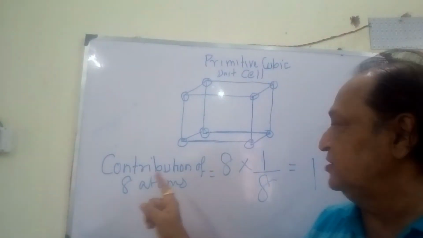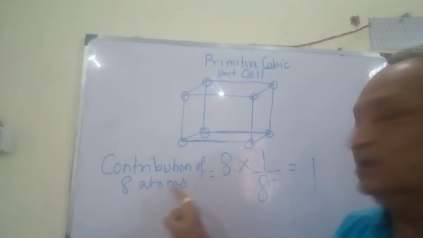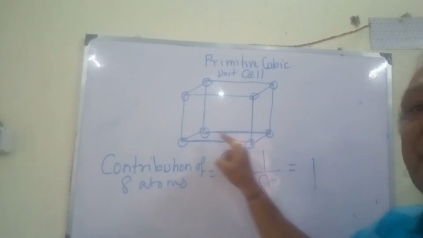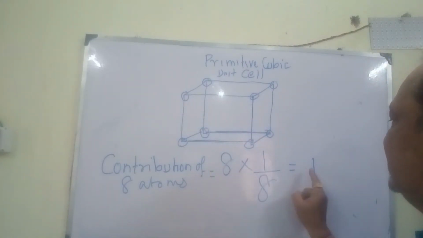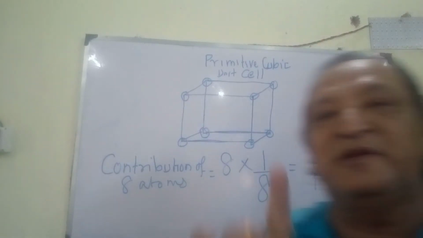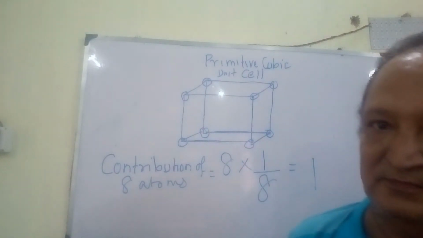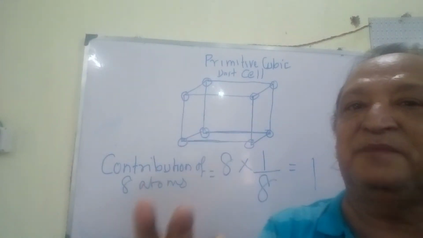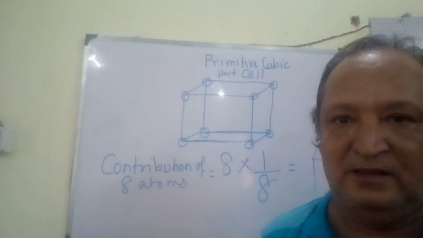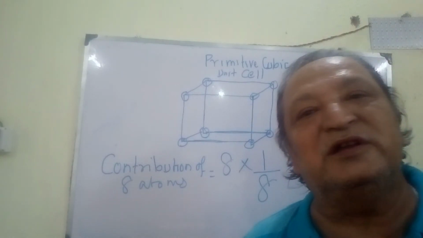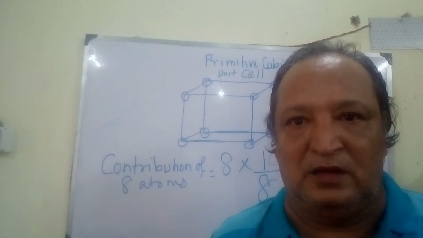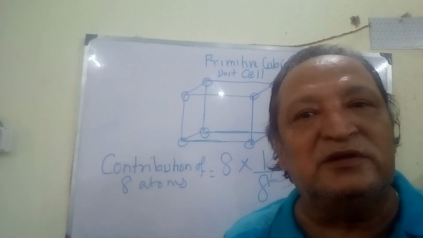So contribution of 8 atoms in one primitive unit cell is 8 into 1 by 8 is equal to 1. So one primitive cell can accommodate only one atom. This is for primitive cubic unit cell. Now let us see body-centered cubic unit cell.